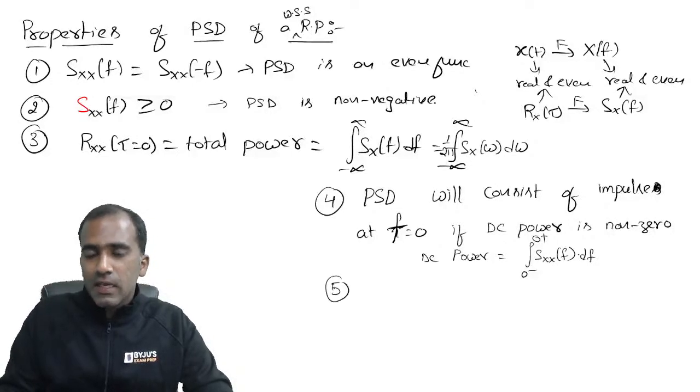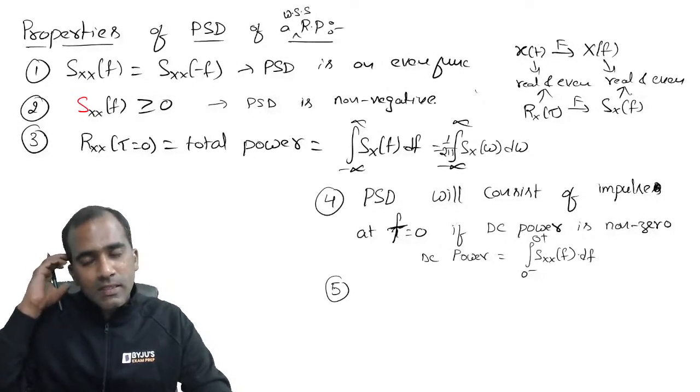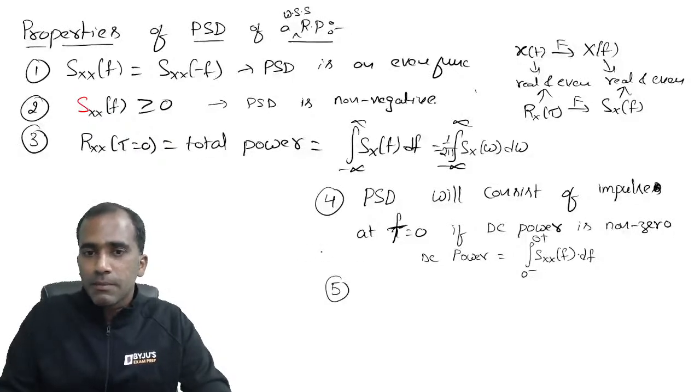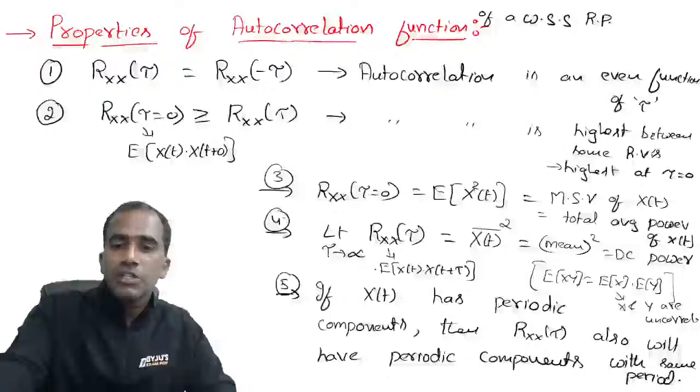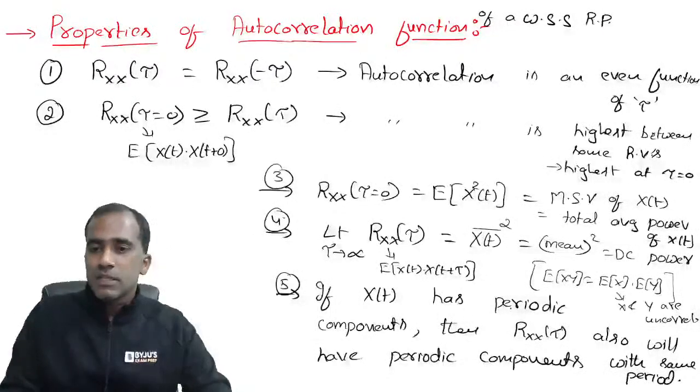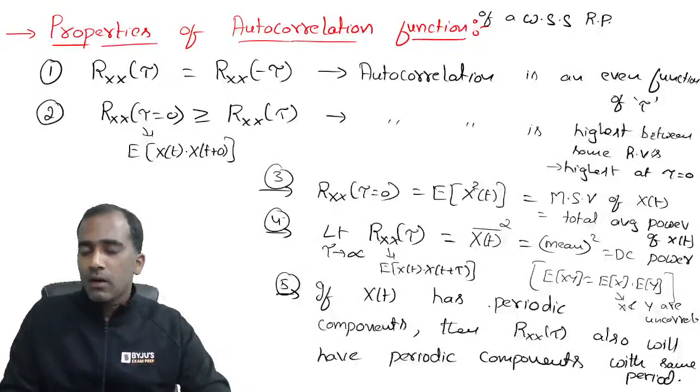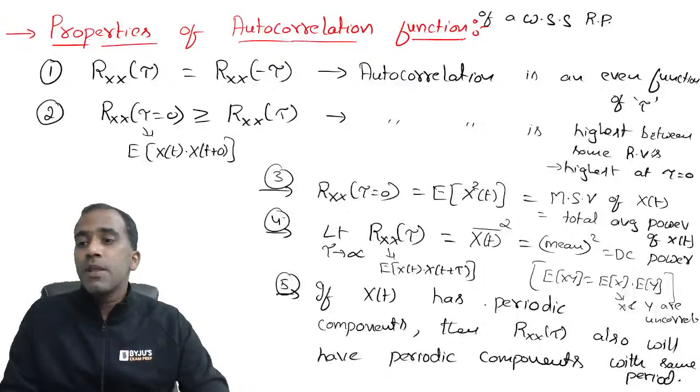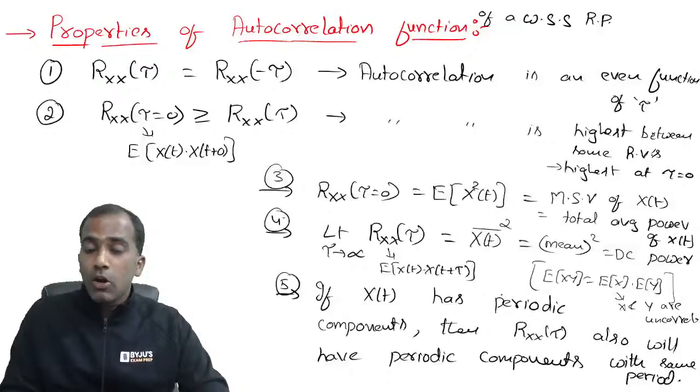If there is anything unclear, I'll discuss a problem in the next slides, and then it will be clearer. So how about the last point? The last point in the autocorrelation function is about periodicity. If a random process has periodic components, something like cos omega naught, sine omega naught, then the autocorrelation function will also have similar periodic components with the same period, right?